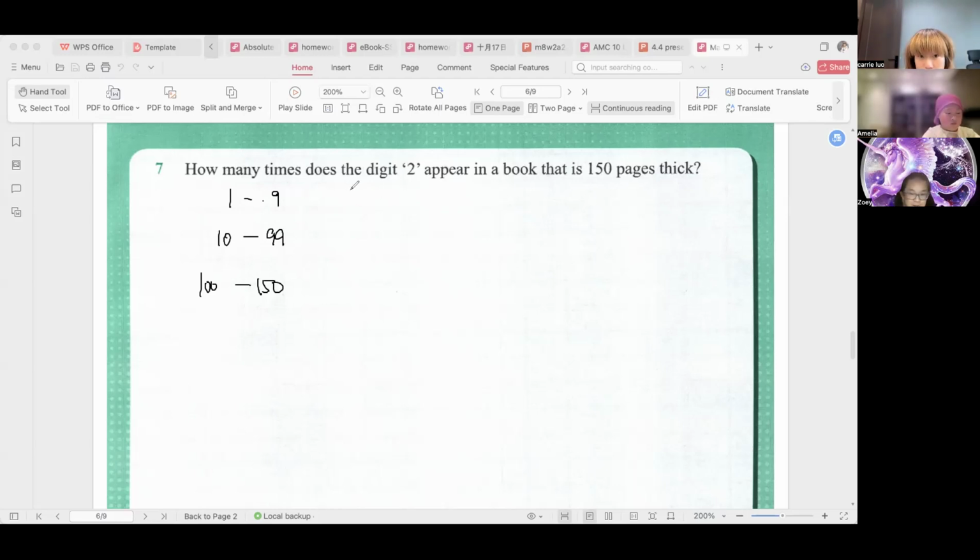Okay, so Amelia, can you tell me how many twos appeared from 1 to 9? 1. One. Good job, Zoe. Okay, Amelia, let's take a look at this one. 10 to 99, how many twos are there? 10. Amelia said there are 10 together. Let's see if Amelia is right or not. I think it's 19. So Zoe thinks it's 10, and the other one said it's 19.